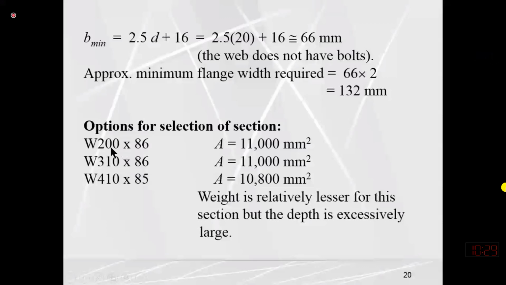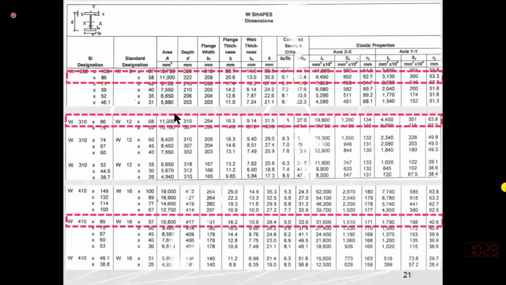I will apply all the capacity checks. This is not final. First, I need to apply the capacity check. If the capacity is more than the factored load, then this section will be final. These are the screenshots of the pages from where I have selected a section. So this section I have selected, W200 into 86, area is 11,000, nominal depth is 222, flange width is 209. Here just see, depth is larger, but flange width is very less.